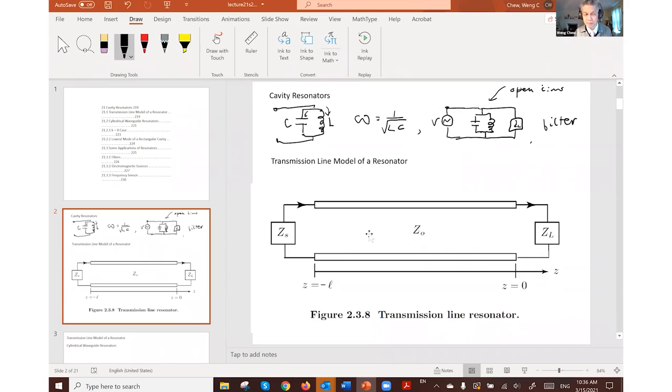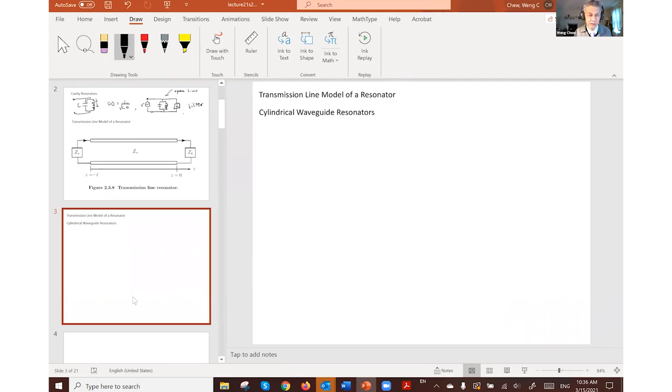Then the wave can bounce back and forth forever, giving rise to a resonant condition, very much like the energy in the resonator, the LC tank circuit, going back and forth between the inductor and the capacitor. But this is the energy bouncing back and forth inside a transmission line waveguide. Okay, so how can we use a transmission line model to study this problem? We can use the transmission line model by using the transverse resonance condition.